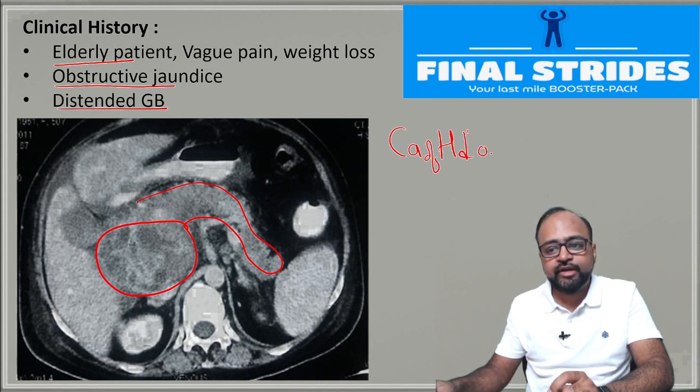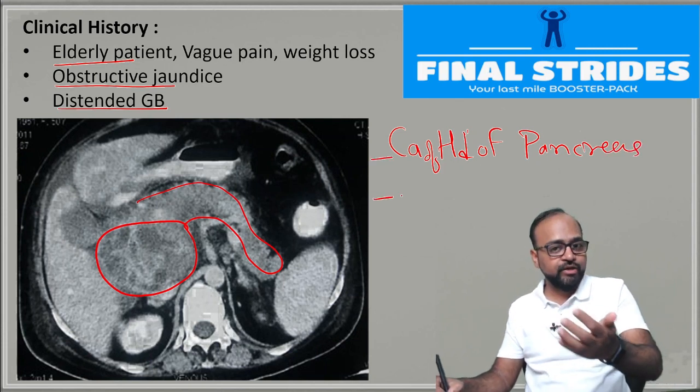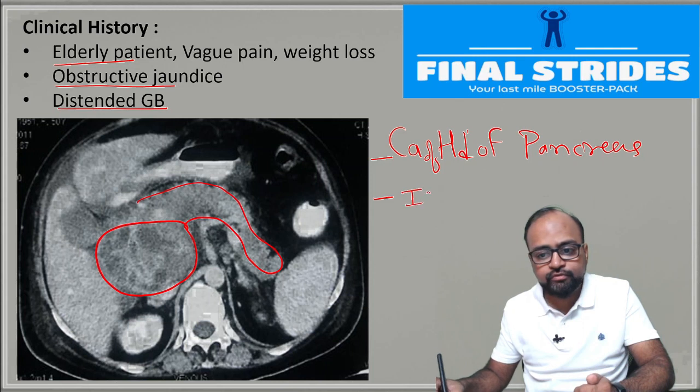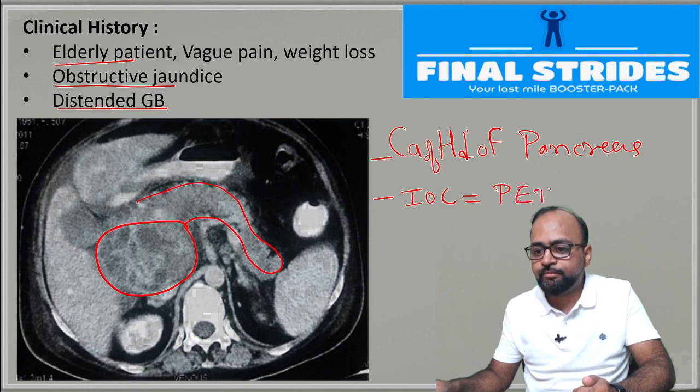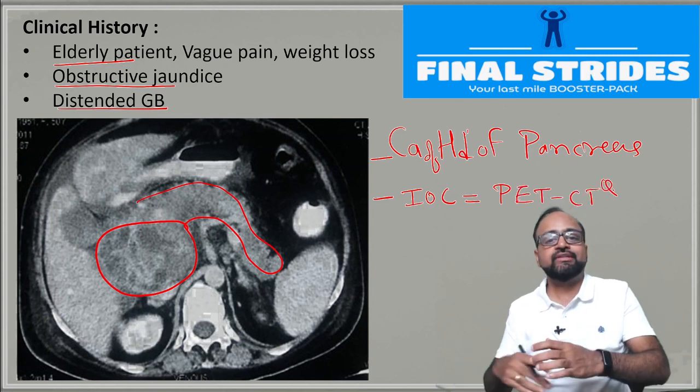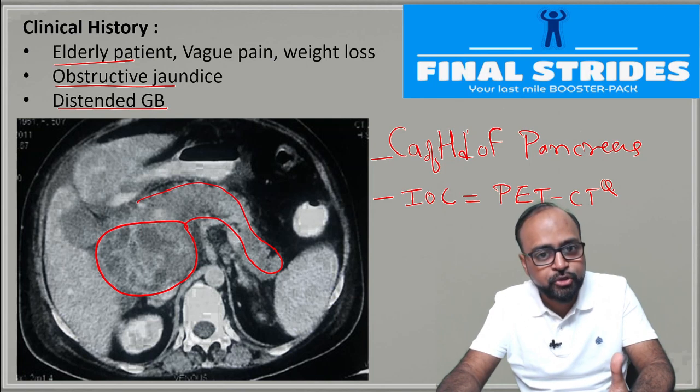the head of pancreas. Though the investigation of choice, or here the diagnosis we have made, is on CECT, the overall investigation of choice for staging is going to be a PET CT, because it is going to help you detect the staging or detect the spread of this particular tumor. So this is CA head of pancreas.